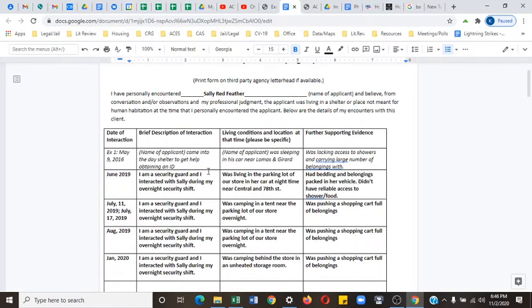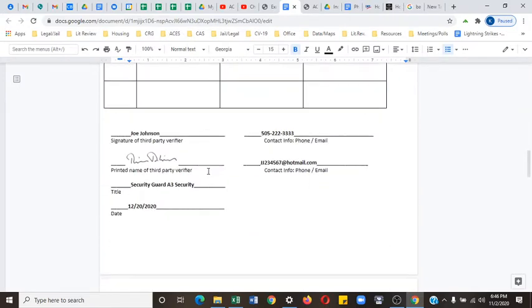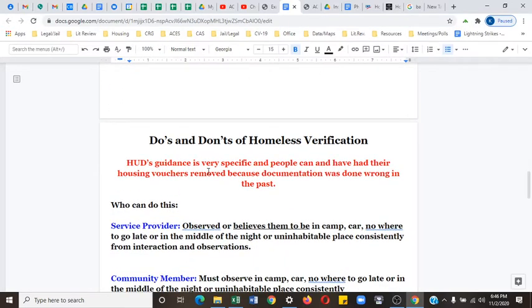I've filled it out as an example, and I'm going to go through some points real quick on what to do. The reason this documentation is so important is that HUD is trying to establish that this person is truly living outdoors, in a car or in a vehicle at night, and that they're not actually living with someone or in a motel room at night. So we're making this distinction, and this is how they do it.